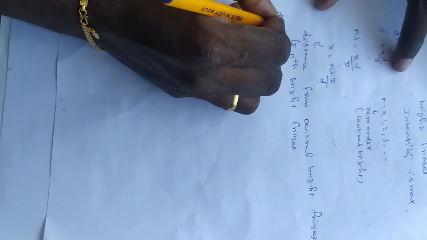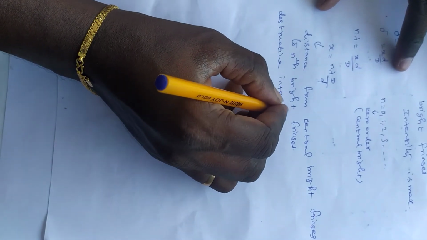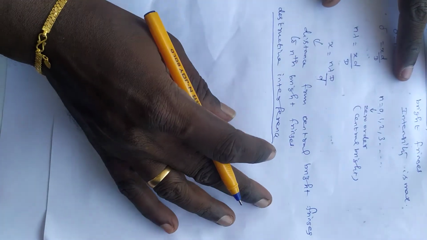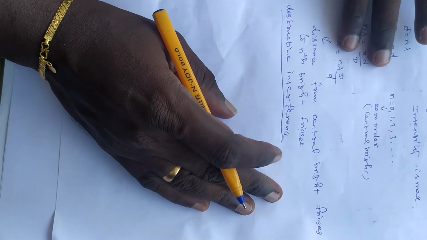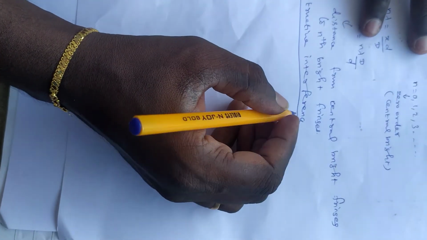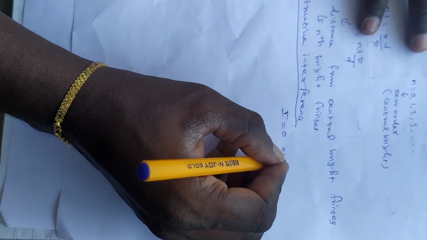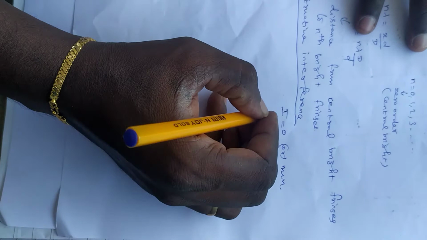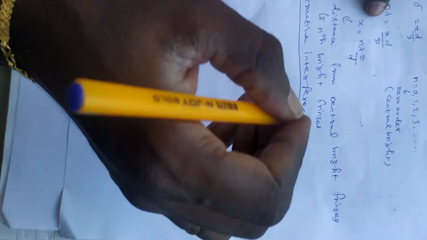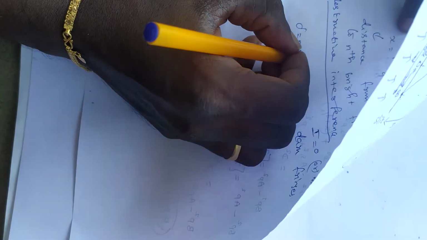Next, destructive interference. The crest of one wave meets the trough, or the trough of one wave meets the crest. What happens? Net displacement is 0, amplitude 0, intensity also 0. So intensity is equal to 0 or minimum intensity. Dark fringes will be obtained. So what is the condition? Del is equal to n lambda for the constructive interference.